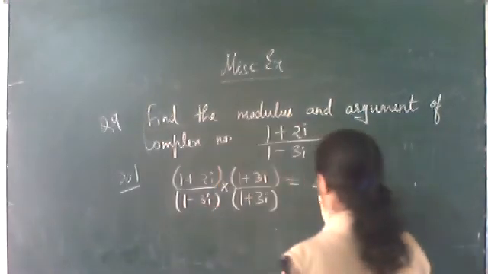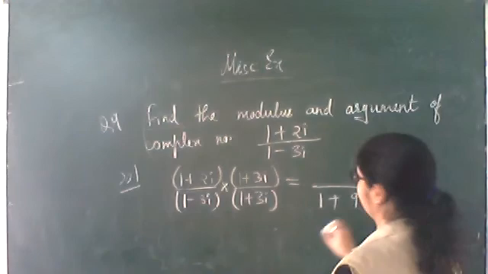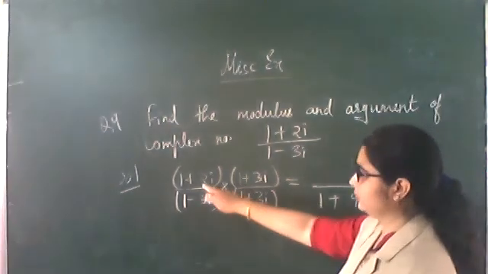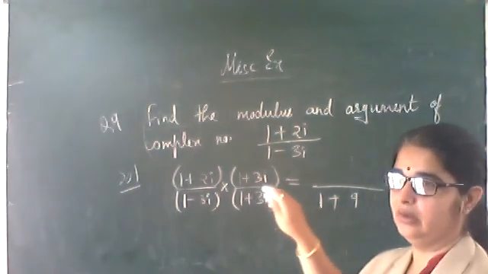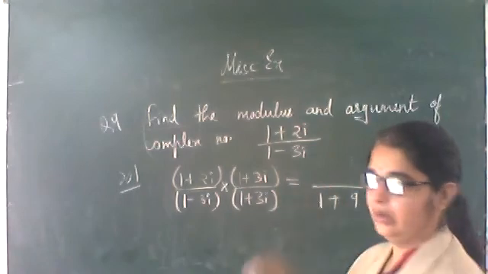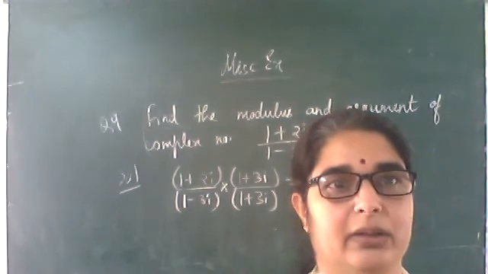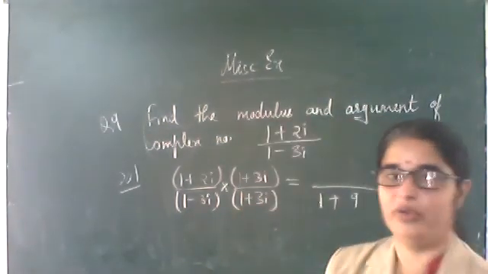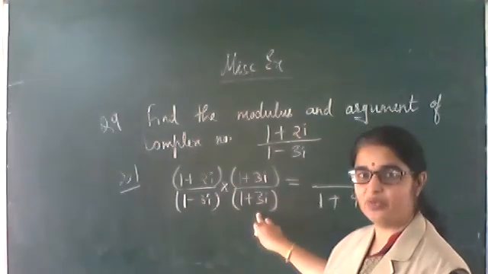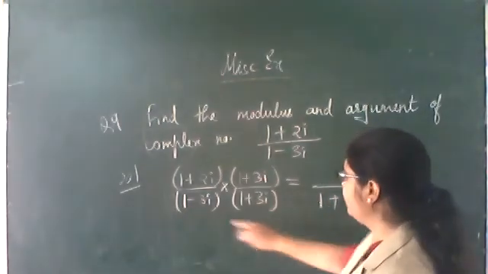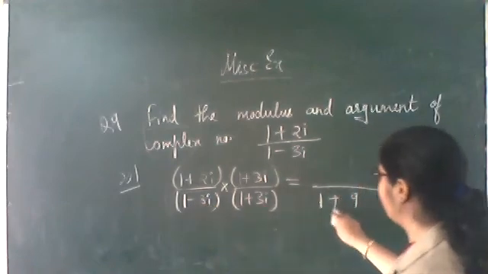So just see what we are going to get. (a minus b)(a plus b) is a square minus b square. 3 3s are 9, iota square is minus 1, so it will be plus. Then (1 plus 2 iota) into (1 plus 3 iota). So a square is 1, minus b square, 3 3s are 9, and iota square is minus 1. So minus into minus, plus: 1 plus 9.